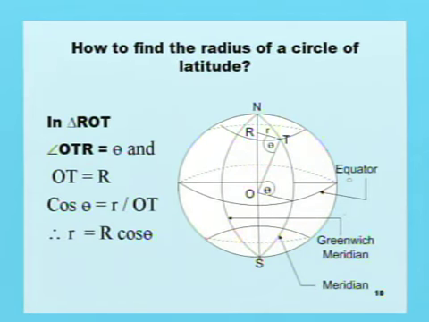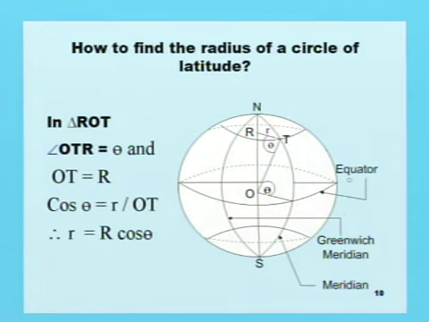So let us consider triangle ROT. Notice where R is, where T is, where O is. O is the center. Angle OTR is equal to theta, and OT is equal to big R, referring to the radius of the Earth, and small r referring to the radius of a line of latitude.